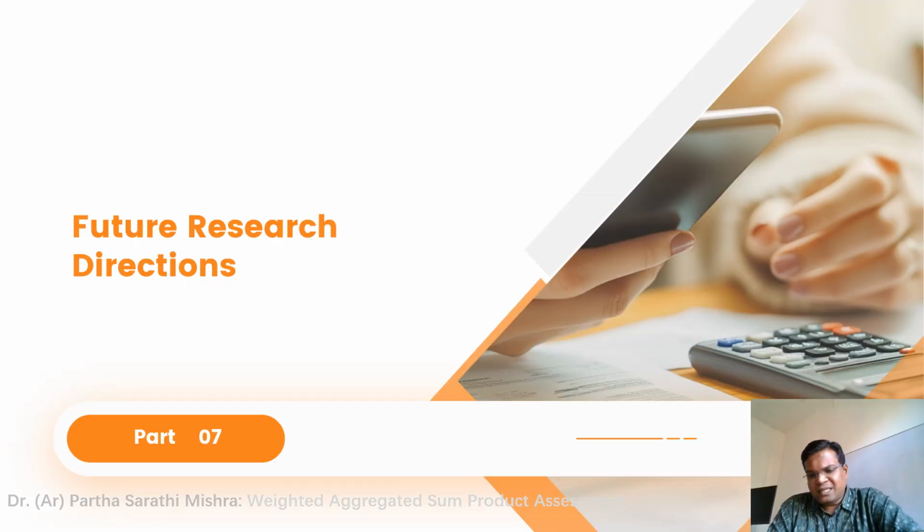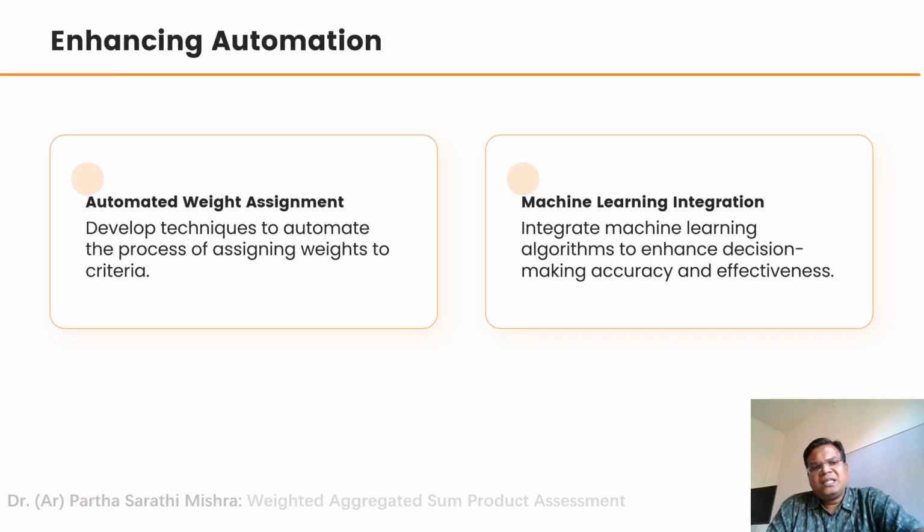Next, let's discuss future directions, or we can conclude from here. First, enhancing automation through automated weight assignments: developing techniques to automate the process of assigning weights to criteria. There are methods like ranking of parameters, where you rank the parameters before finding the values. There are also the equal weight method, the reciprocal weight method and the standardized weight method. There are so many weighting methods. If we can automate these systems, it is always better.